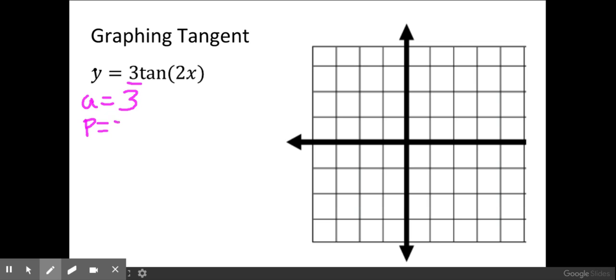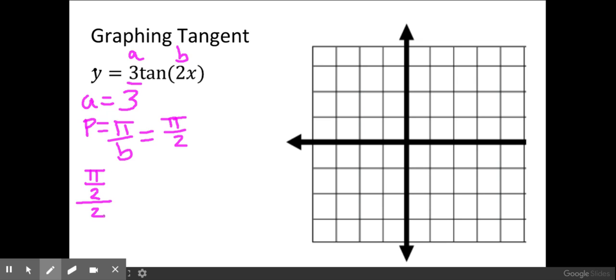And for our period for tangent, the formula is pi over b. This is a, and then the number in front of x is b. So we have pi over 2 as our period. Now for the tangent function, to get the y-axis scale, we are first going to divide the period by 2, and then we're going to divide the period by 4.